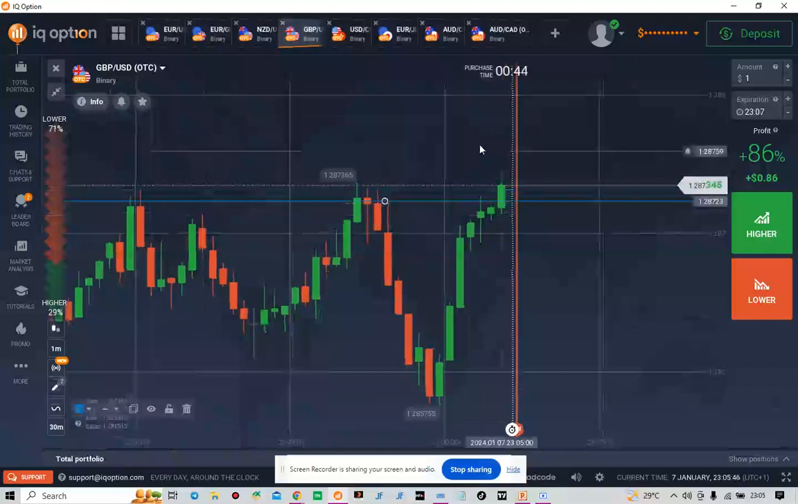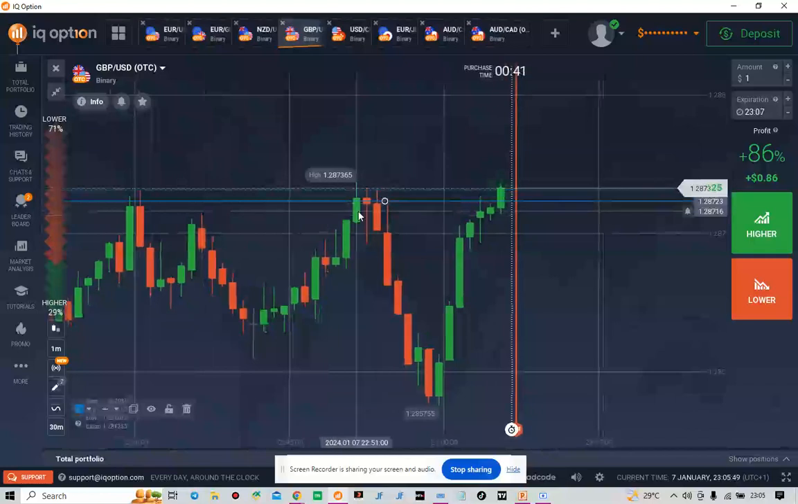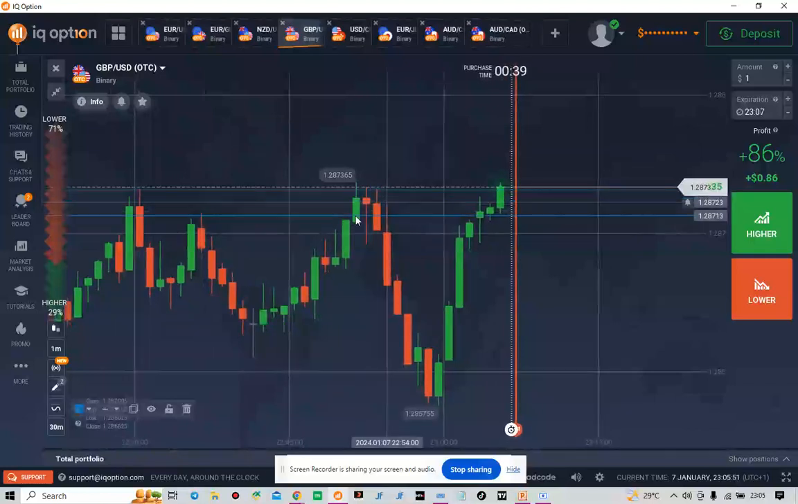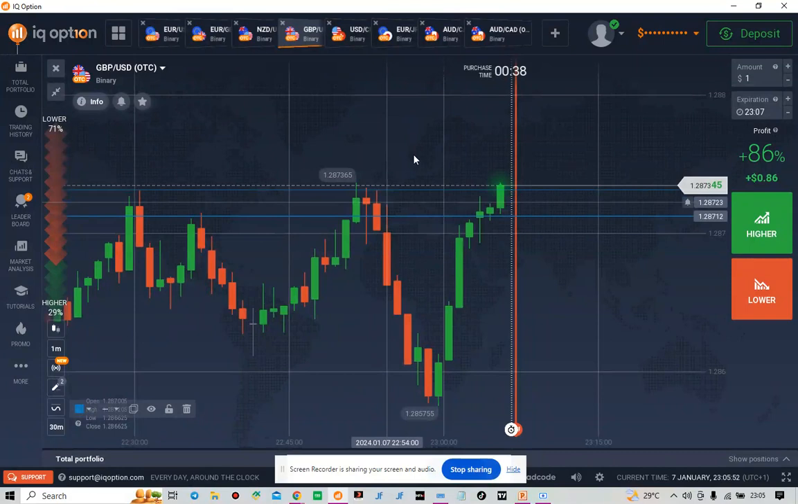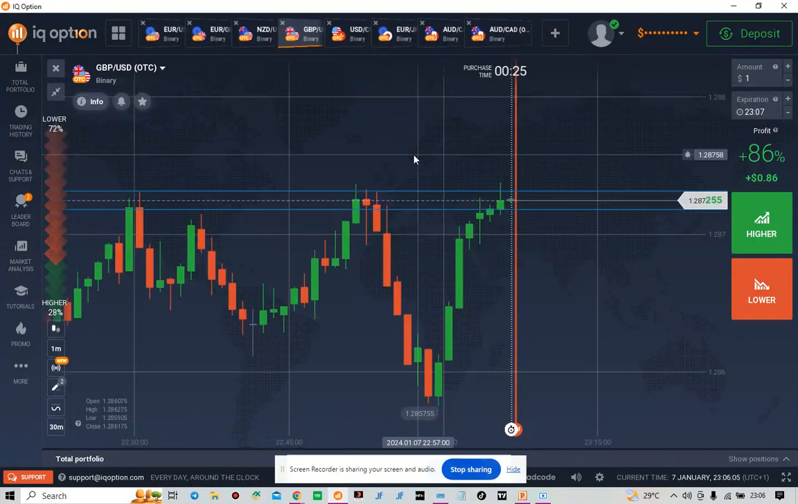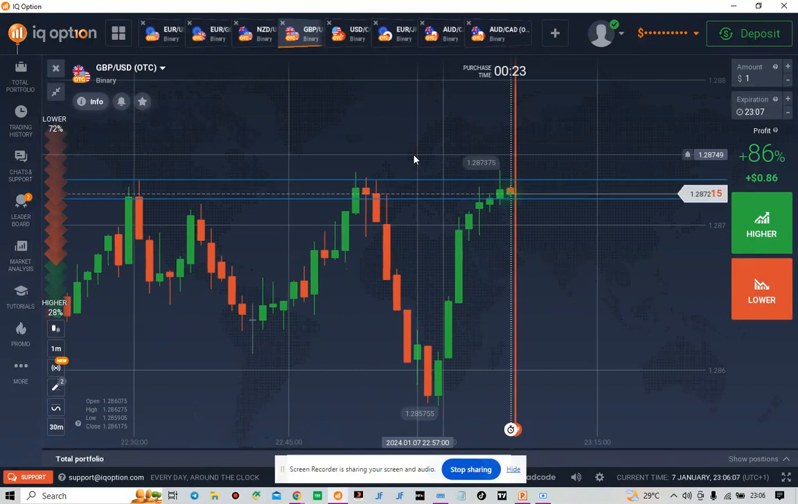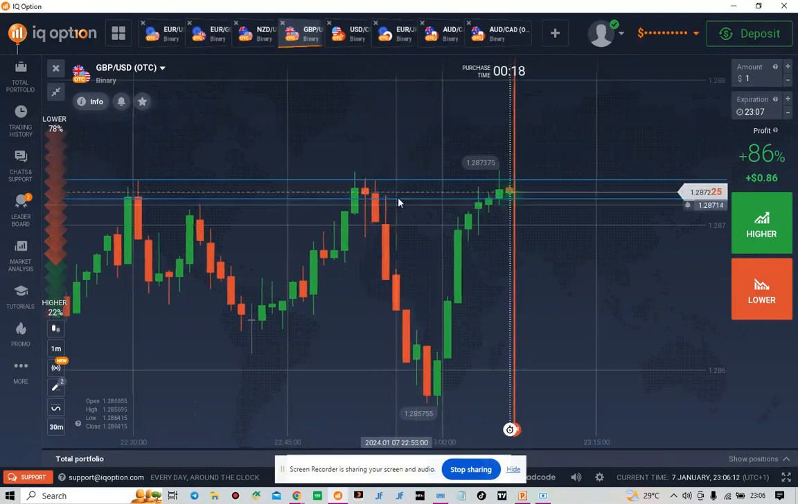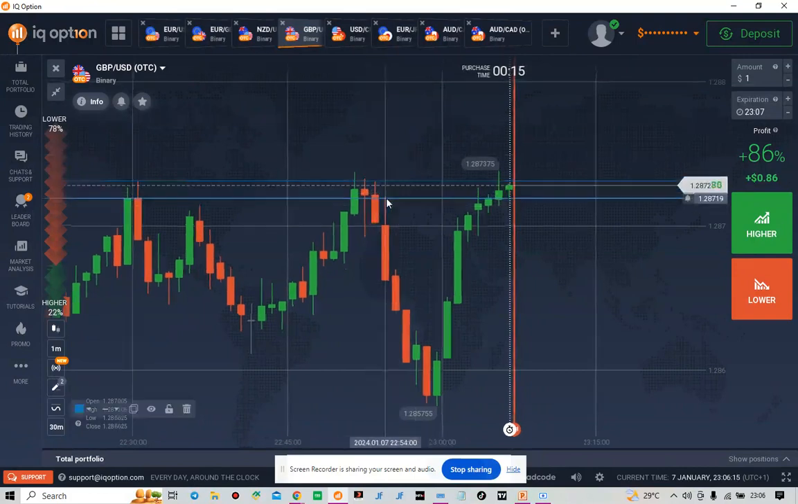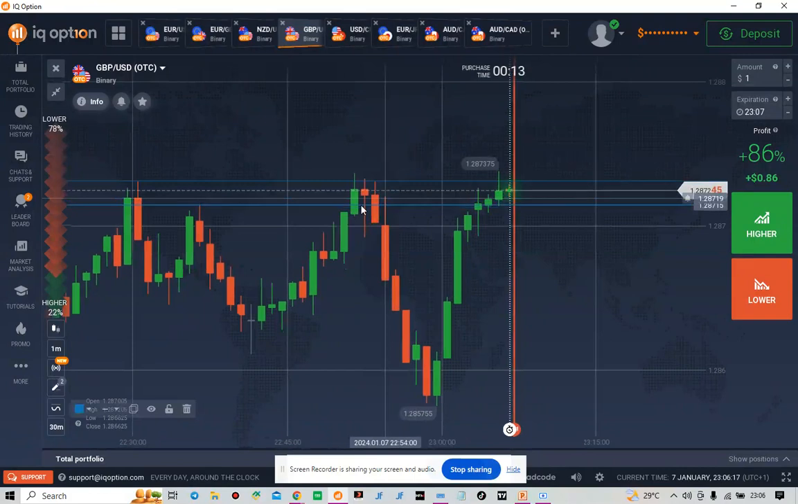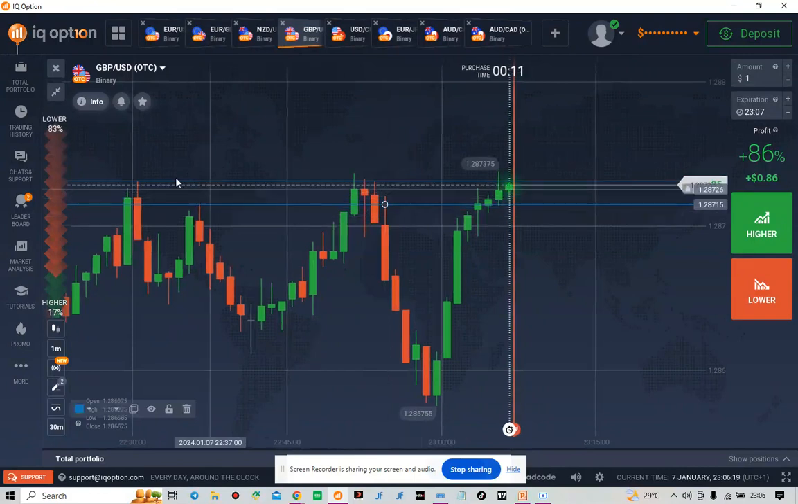Okay, so what I'm going to do is draw the second line, so around here. I'm going to draw the second line here. Okay, the first line is here, second line is here.